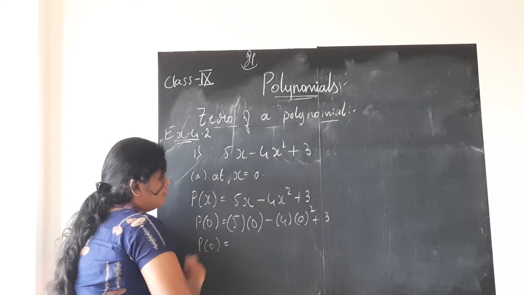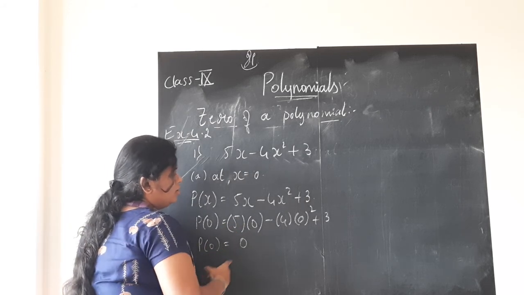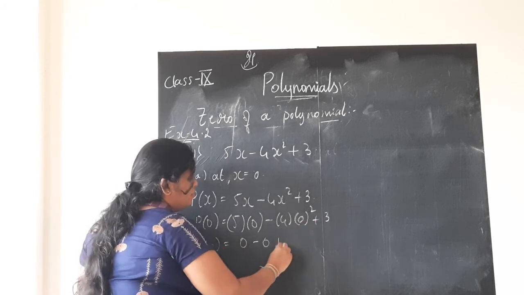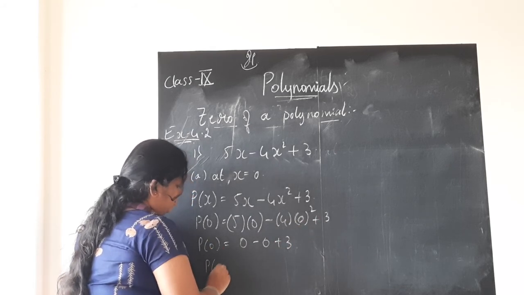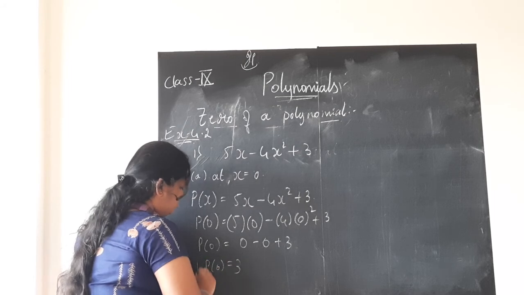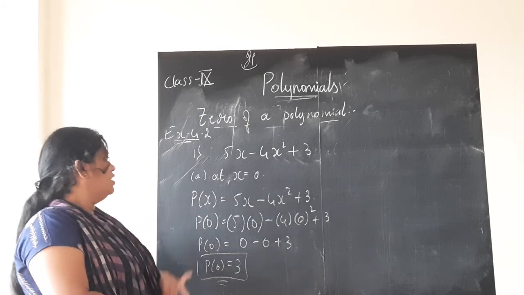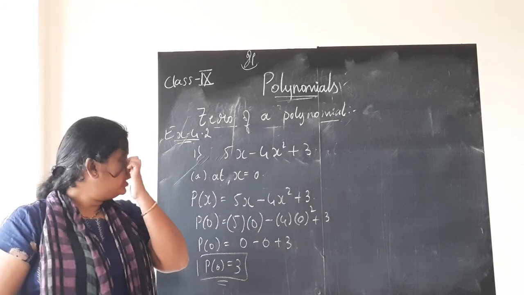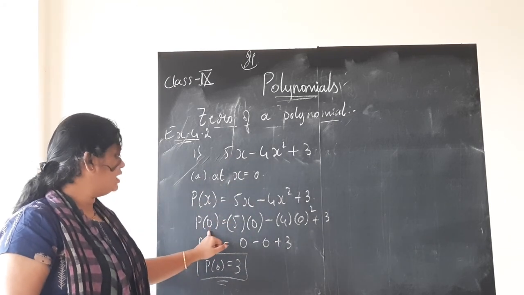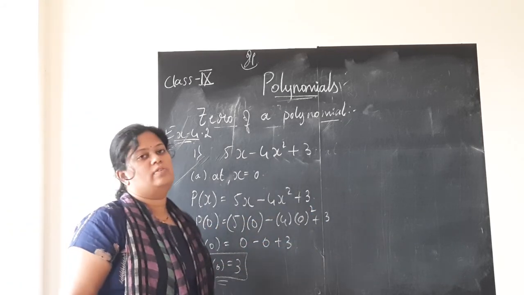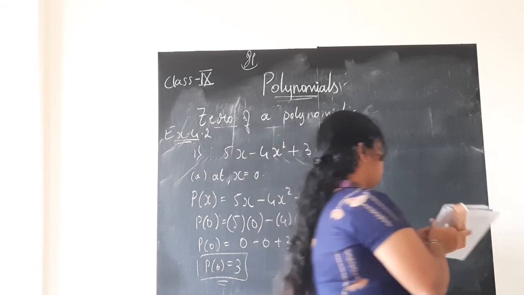Next step, p of 0 is 5 into 0, 0. Minus as it is, 4 into 0 square is again 0, plus 3 as it is. So p of 0 is equal to 3. That's all, that is the answer. So write the given polynomial as p of x form. At x is equal to whatever is given, you will write in the bracket and replace the variable with that term. Simplify and you will get the answer. That is about the first question.